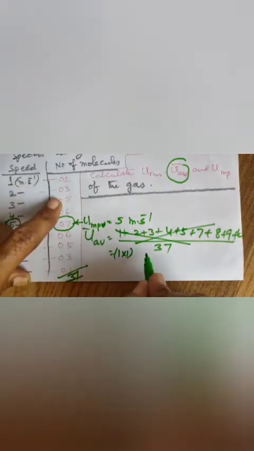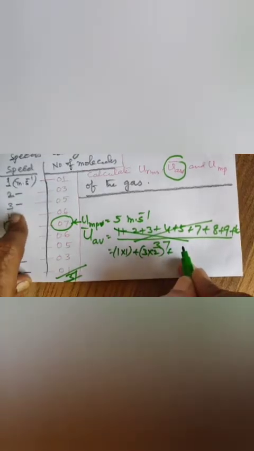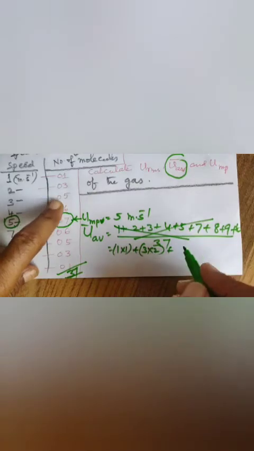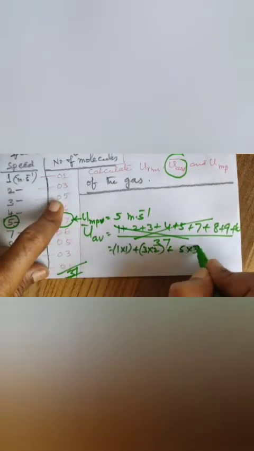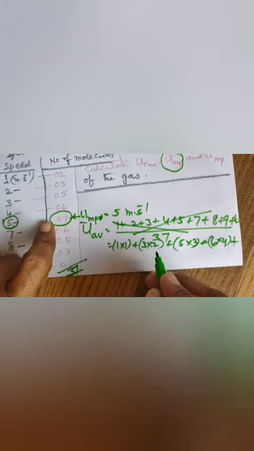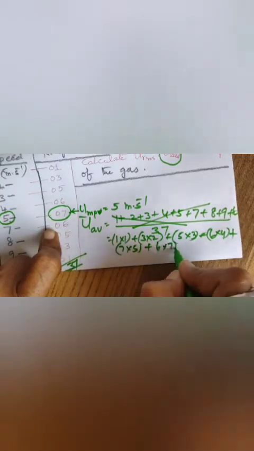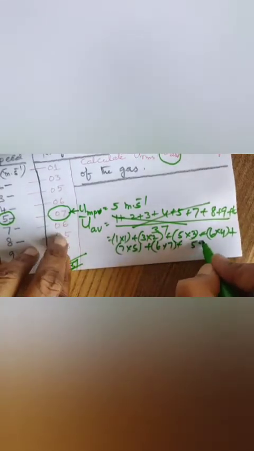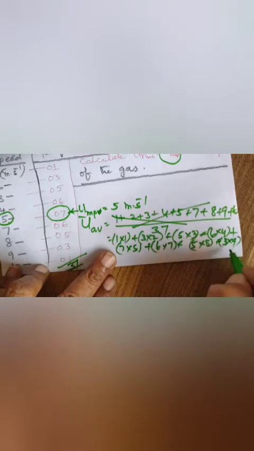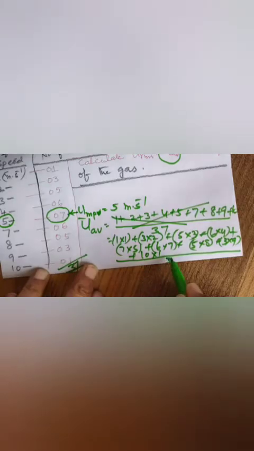Yes, take 1 molecule with 1 meter per second, 3 molecules with 2 meter per second, and so on: 5 into 3 plus 6 into 4 plus 7 into 5 plus 6 into 7 plus 5 into 8 plus 3 into 9 plus 10 into 1, divided by, this is the sum of the velocities of all molecules, by the total number of molecules, 37.